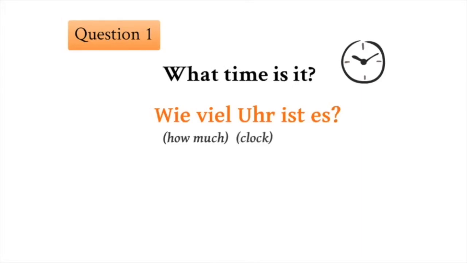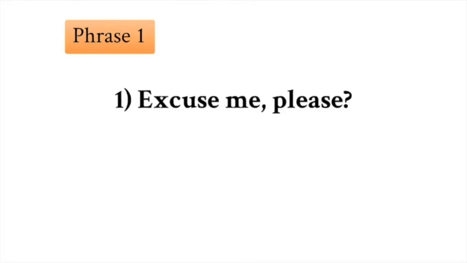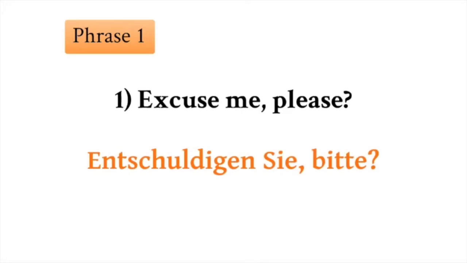The second option is to ask Wie spät ist es? The translation of spät is late. The second question literally means how late is it? So what time is it? Wie viel Uhr ist es? Wie spät ist es? Let's continue with phrase 1. If you want to get someone's attention before asking the question what time is it, you can use this phrase, excuse me please. In German we would say Entschuldigen Sie bitte.